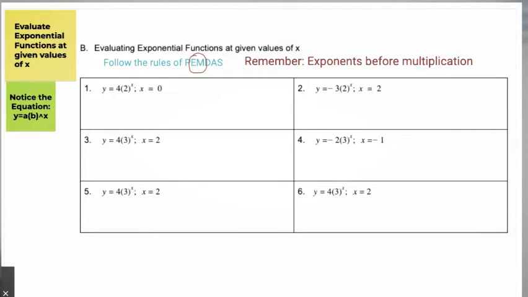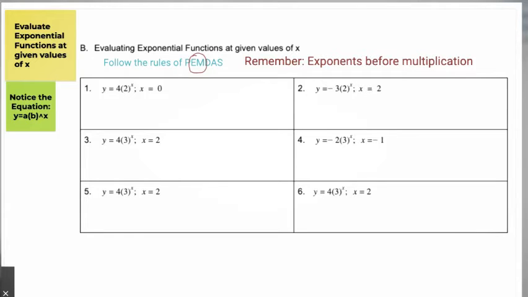So we're going to follow PEMDAS, specifically exponent and multiplication, and my directions to you is that you will need to remember to do the exponents before multiplication. These examples are very predictable. You will have a number times a number raised to a number. So we're going to have multiplication and exponents. You're always going to do the exponents first.